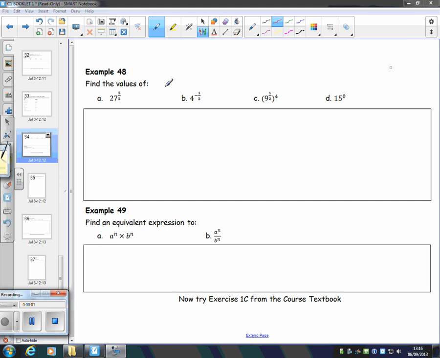C1 Algebra, GCSE Review, examples 48 and 49. 48a: 27 to the power 2/3.